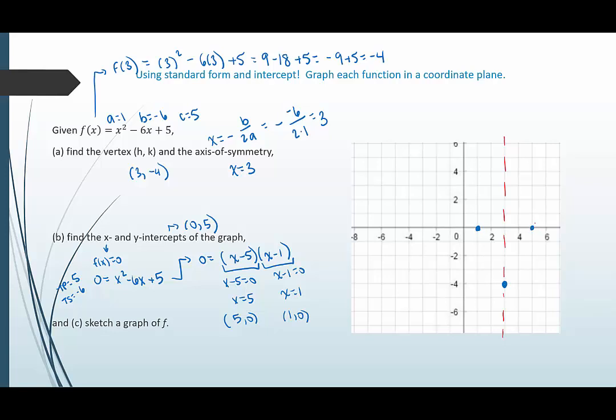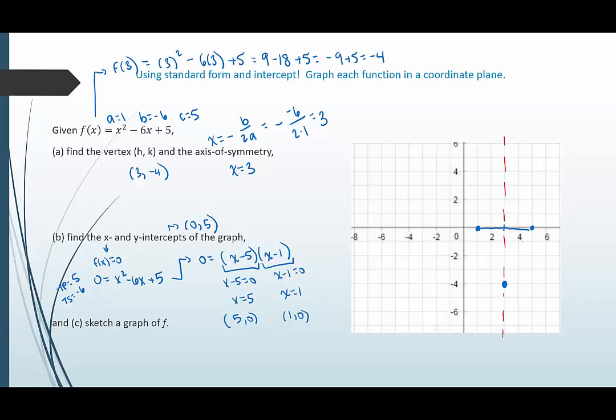Now, this axis of symmetry. What we see is that these 2 intercepts have the same output, right? They both have the same y value. The 2 numbers that have the same y value will always be the same distance from that red dashed line. So we see this one is 2 away from that red dashed line. Well, this intercept is also 2 away. That's the idea of the axis of symmetry.